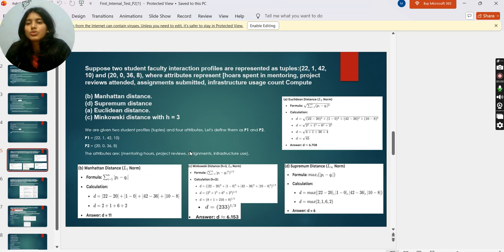Now suppose two student faculty interaction profiles are represented as tuples (22, 1, 42, 10) and (20, 0, 36, 8), where attributes represent hours spent in mentoring, project reviews attended, assignments submitted, and infrastructure usage count. Now first we have to compute Manhattan distance, supremum distance, Euclidean distance, and Minkowski distance with h equal to 3. We are given two student profile tuples and four attributes.